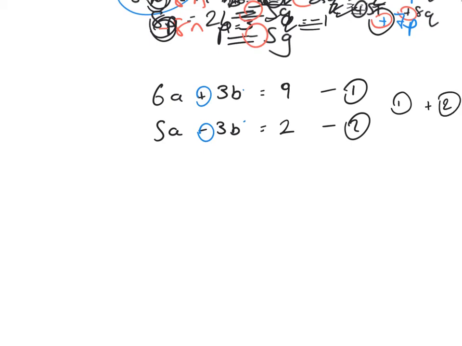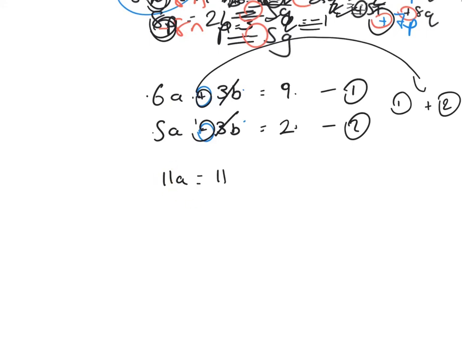So 6a plus 5a is 11a. 3b and minus 3b will cancel out. Now, why am I doing that? That's because I know that when the signs are different, I'll eliminate by adding equations. So they'll definitely cancel out. 9 plus 2 is 11.